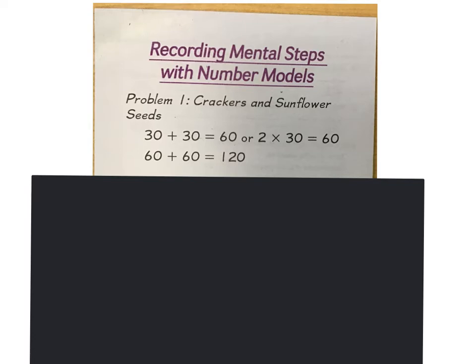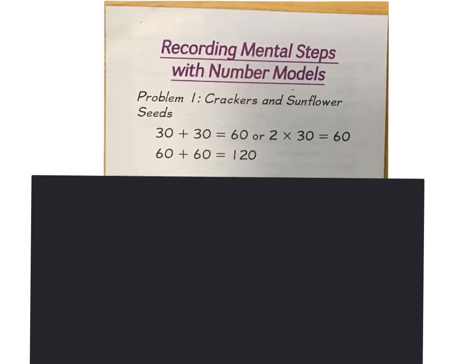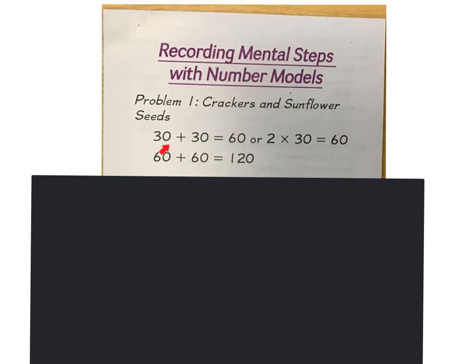A couple ways I can do this is I can take the package of crackers, the 30 and the 30, and add those together to get 60, because that's the cost of 2 packages of crackers. So if I take 30 plus 30, those are my 2 packages, and I get 60. I can also take 2 and multiply by 30, because that's the same thing as adding 30 plus 30. Both ways I get 60. So now I'm going to add on the sunflower seeds. So this is the cost of the crackers.